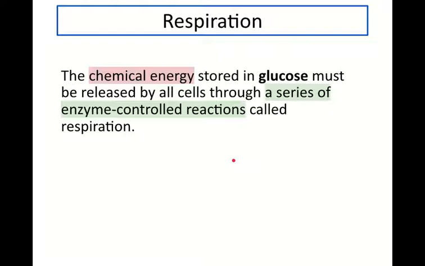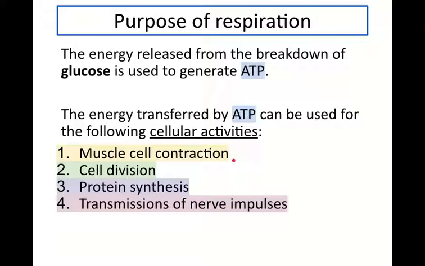So chemical energy stored within glucose must be released by all cells through a series of enzyme-controlled reactions that we call respiration. So what's the purpose of respiration? Why do cells need to break down this glucose in the first place? Well, the chemical energy released from the breakdown of glucose is used to generate a really important molecule that's called ATP. ATP is a molecule that is used to transfer energy in a cell. So it holds on to energy, and we can use that energy later by using that molecule. And the energy that's transferred by ATP can be used for various cellular activities.